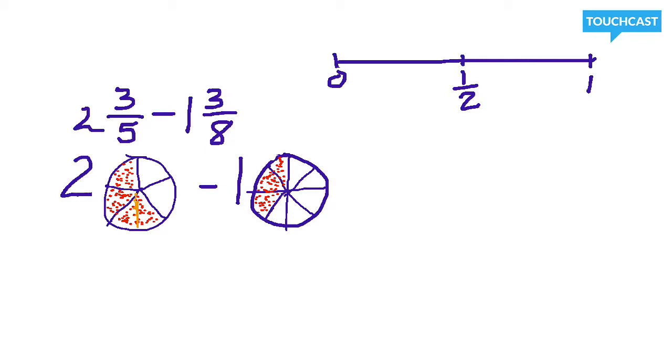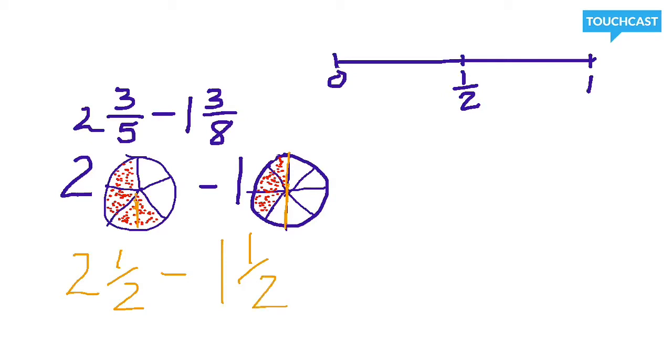So I would round 2 3/5 to 2 1/2. And then let's look at 1 3/8. Well, again, the 3 is very close to where the half would be. If you draw an imaginary halfway mark on your circle, you can see you only need a little bit more for it to be halfway. So this would also round to 1 1/2.